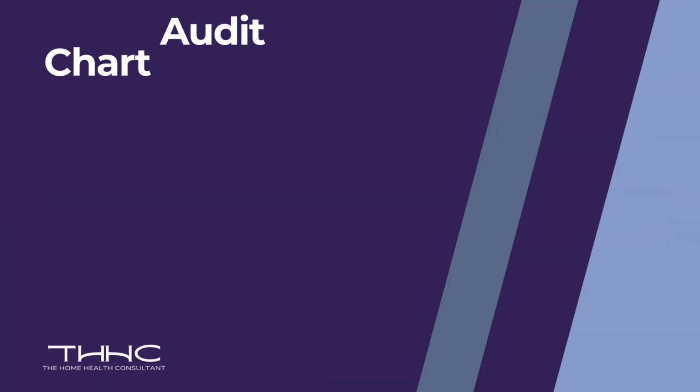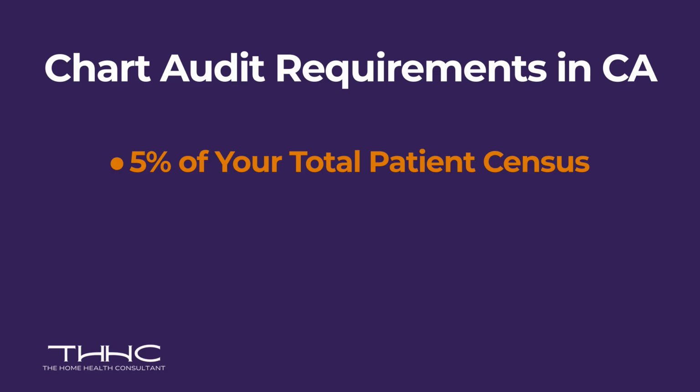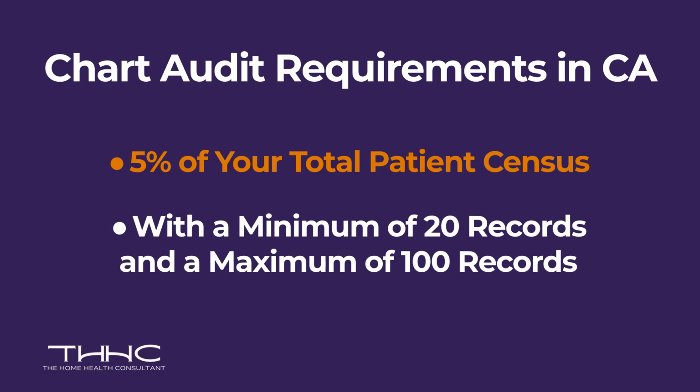Let's say you get some deficiencies, now you have a plan of corrections, you have to chart audit around that. So there will be times that you will have a number that you need to hit. And certain states have certain requirements as well. For example, in California, you have to chart audit at least 5% of your total patient census with a minimum of 20 records and a maximum of 100 records.